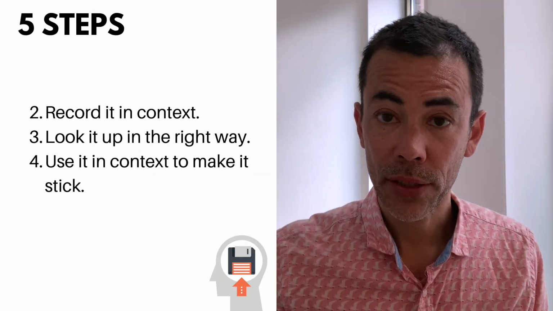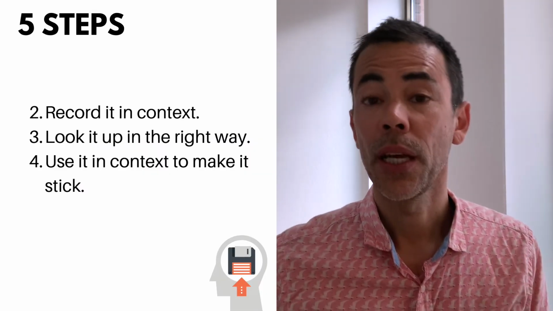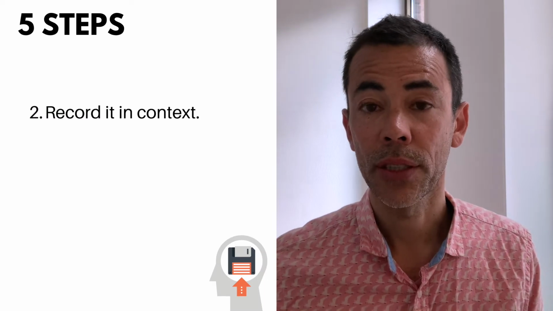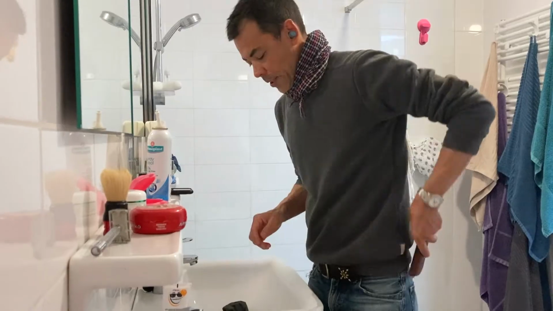Now at this point, a few things need to happen. The things that need to happen: you need to record it in context, you need to look it up, and you need to use it in context to make it stick. So let's look at each step. Record it in context. That means you write it down, or you get it down on your phone, in a notes app, or on your laptop.